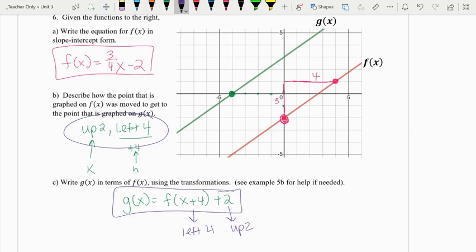Okay, so at this point we have a worksheet for homework. Go ahead and check that, or start that. Make sure that you're checking your answers and asking questions on anything that doesn't make sense to you, okay, because this is a very important topic.